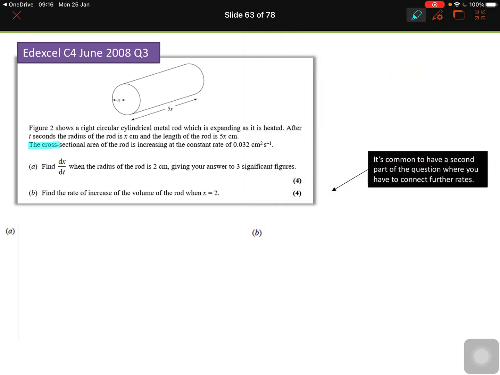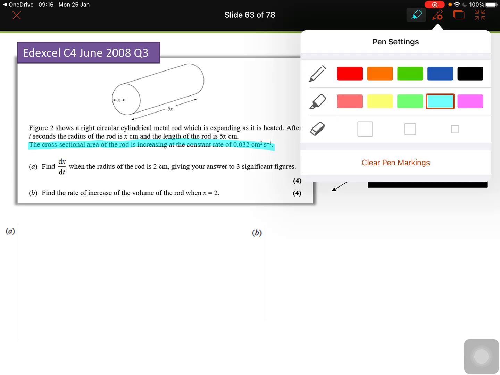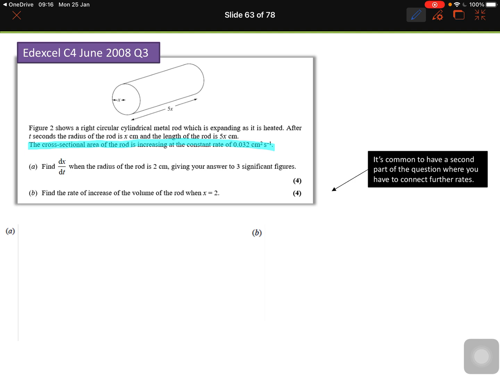Right, I'm going to focus on that bit first. The cross-sectional area is increasing at a rate. So, what that means is, I'm going to call it S for now, dS/dt is 0.032. That's what I know straight away.